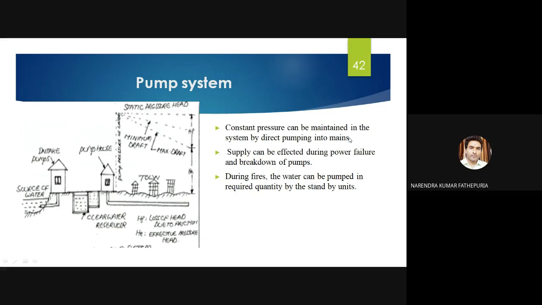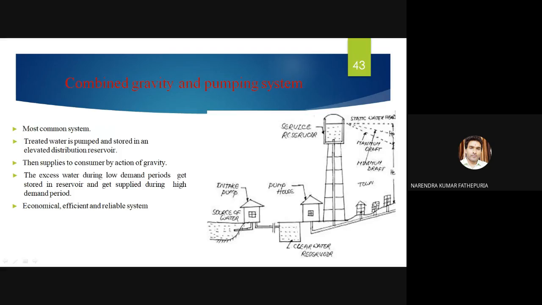Constant pressure can be maintained in the system by direct pumping into mains. Supply can be affected during power failure and breakdown of pumps also. That's why two pumps are required for standby mode. During fire also, for fire safety, we need a fire reservoir. The firefighting demand we have to fulfill. The water can be pumped in the required quantity by stand or by units.